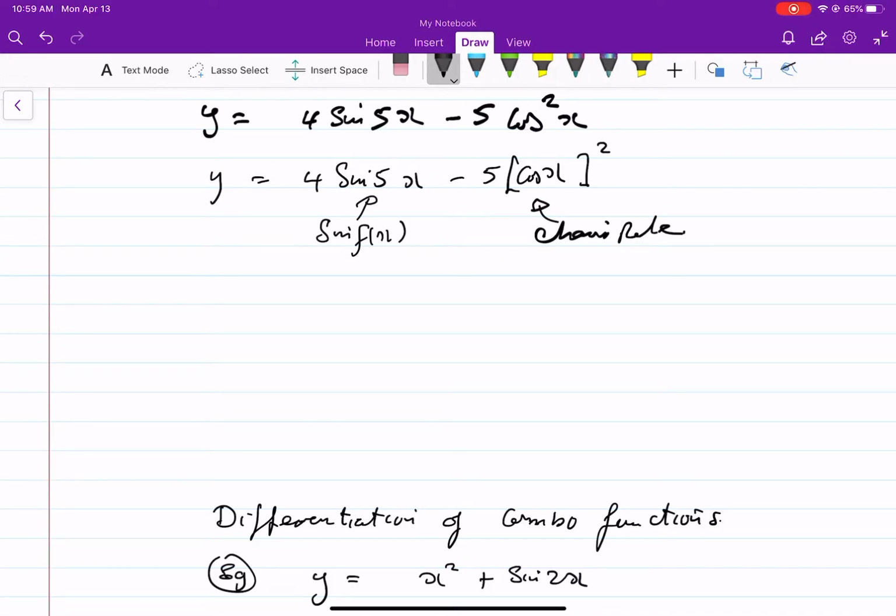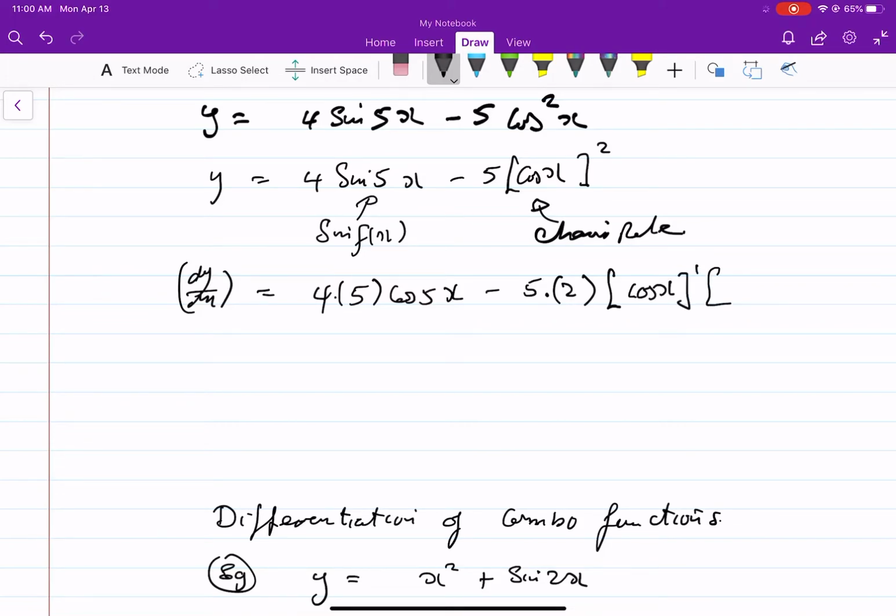So this is a nice one. dy dx here will be 4 times, the f of x is 5x. When I differentiate sine of f of x, I get f prime of x times cos of f of x. The f prime is just the 5, and then just cos of 5x, minus 5 times. The chain rule here would require: drop the 2, write back the function, subtract 1 from the power, and then times differentiate what's inside the brackets. I'll end up with minus sine x. dy dx is equal to 20 cos 5x minus, a minus gives me a plus, 5 times 2 is 10.